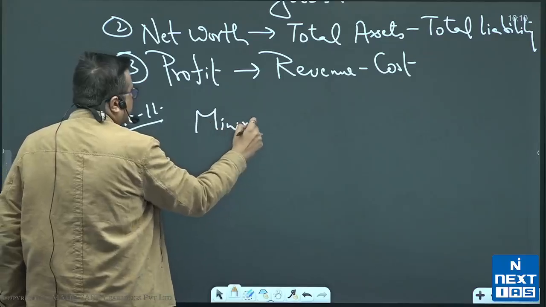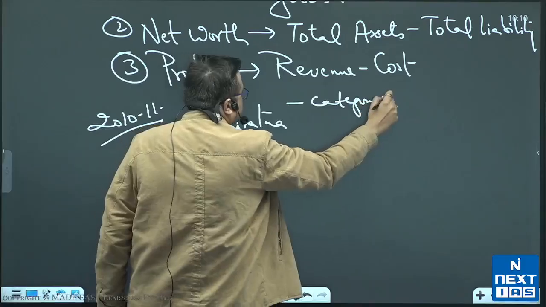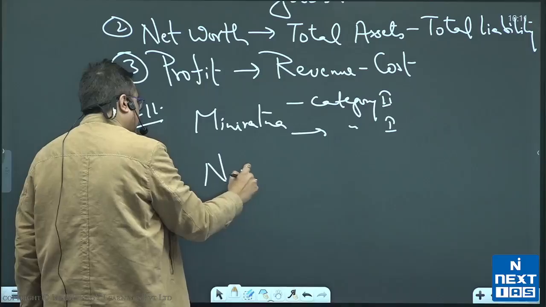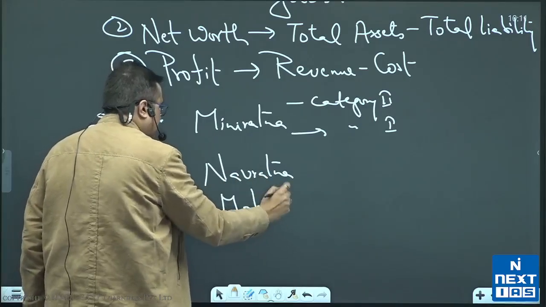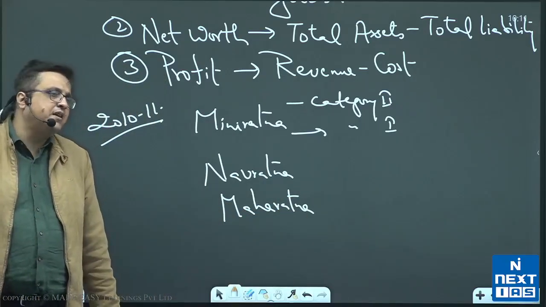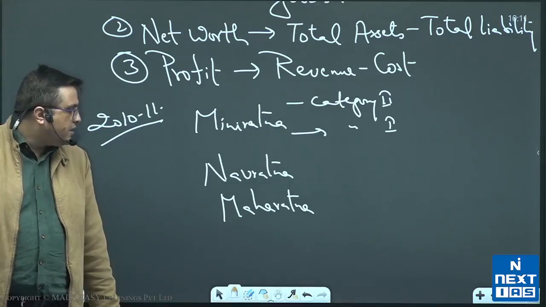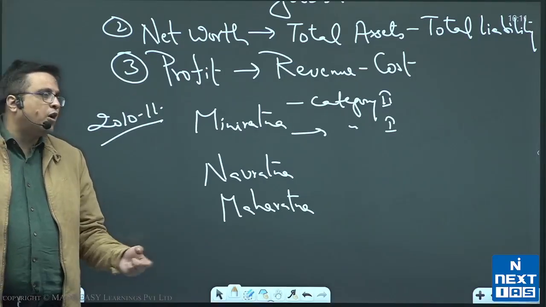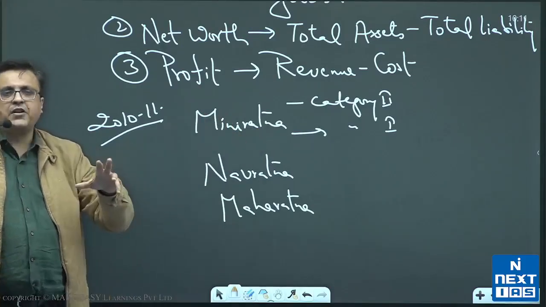by classifying public sectors into Mini Ratna, Category 2 and Category 1, Navratna, and Maharatna. Alright, these three categories have been created for public sector. Mini Ratna, category 2 and category 1, Navratna and Maharatna. And again, the idea is the better you perform, larger will be your category, or bigger will be your category, more will be your freedom. What are these freedoms? I am telling you.